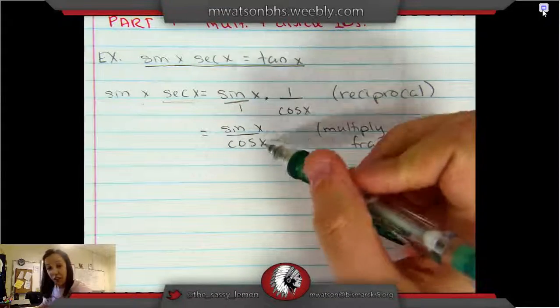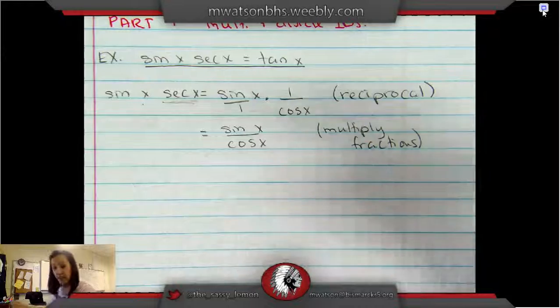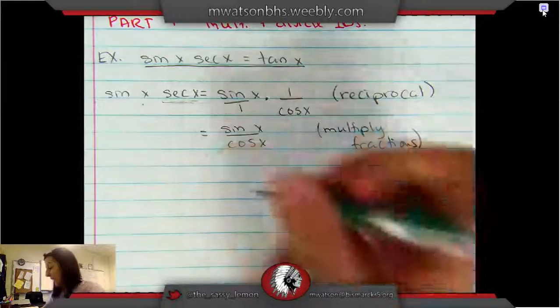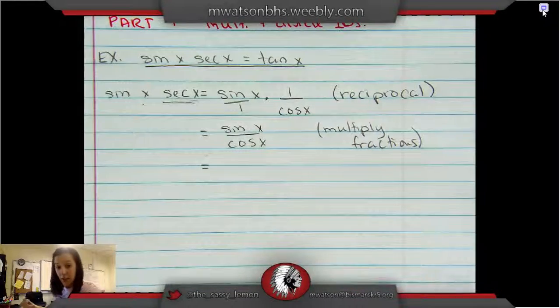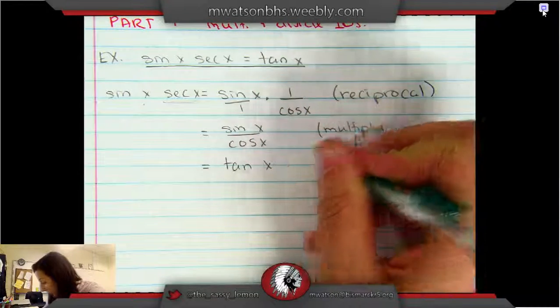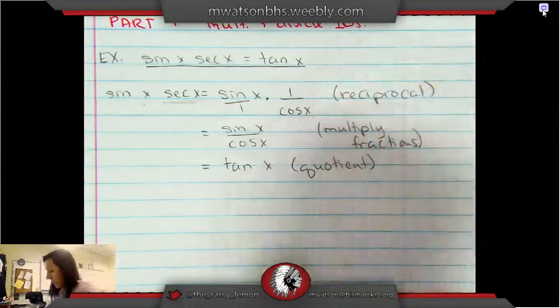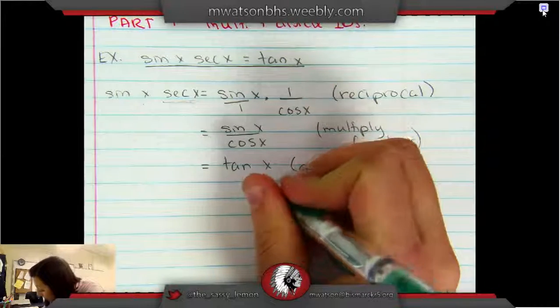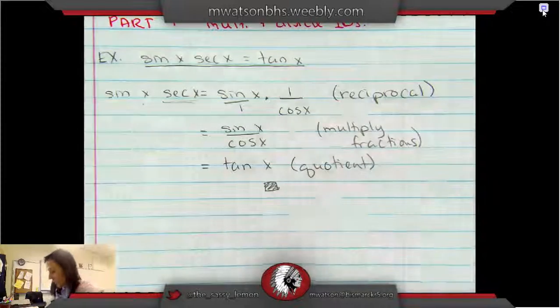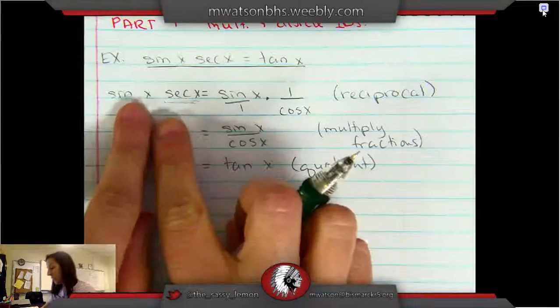So hopefully you guys are kind of seeing what's happening here. Sine over cosine, well, that's another one of our identities, the quotient identity, and sine over cosine equals tangent of x, which was what we wanted. So once you get what you want, go ahead and put a little box filled in, and your proof is done. So that was a multiplication identity.